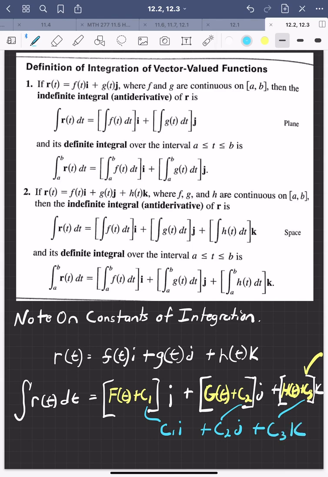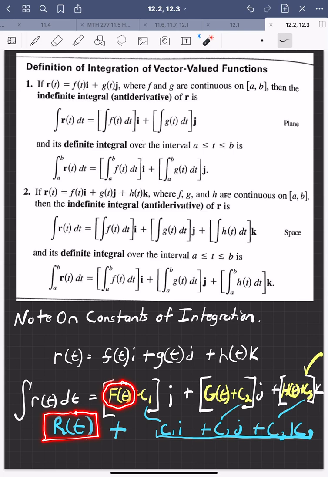So notice that the constants will be bunched together as a vector, and then of course you would have the rest of these. r of t would obviously be... I'm going fast, but maybe I'm going too fast. I just want to make sure. r of t would be the antiderivative, and we're going to let that be f of t plus g of t plus h of t, right?